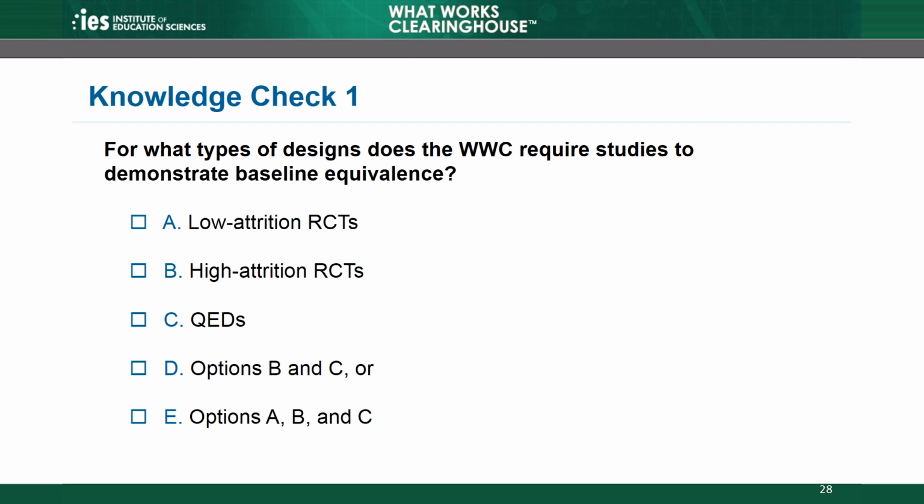Knowledge check 1. For what types of designs does the WWC require studies to demonstrate baseline equivalence? A. Low attrition RCTs. B. High attrition RCTs. C. QEDs. D. Options B and C. Or E. Options A, B, and C.